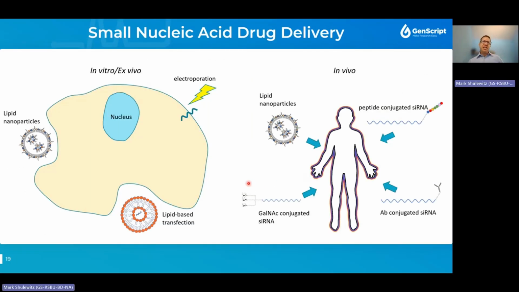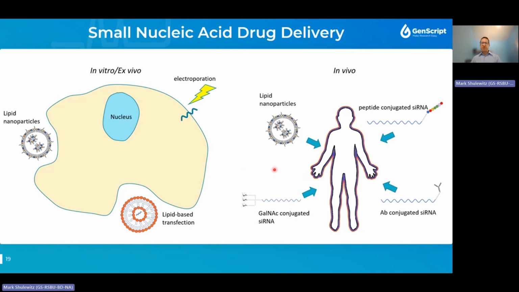So GalNAc conjugation isn't the only way to deliver siRNAs. In vitro, small nucleic acid drugs can be delivered to the cell using standard transfection techniques. That's represented on the left side here. So if this is in vivo or ex vivo, in the case when cells are removed from a patient, manipulated in culture, and then returned to the patient, small nucleic acids can be delivered by standard transfection methods, either electroporation or a lipid or chemical-based transfection. However, these methods, of course, don't work in vivo, and additional methods need to be developed.